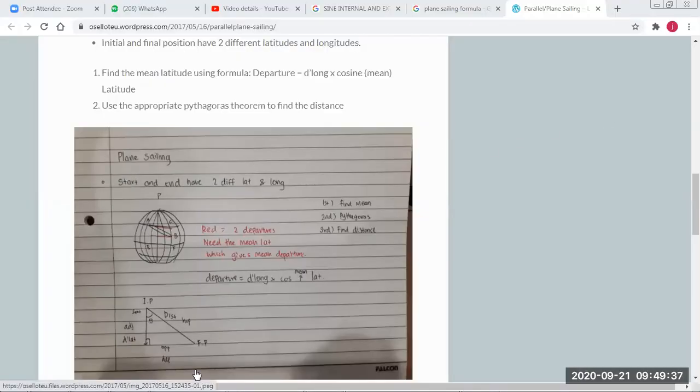We have initial position and final position, and we have the difference between these two, that is DLAT, and the difference between the longitude, that is actually departure. And when we have this, we are using plane sailing. So we take a mean latitude, and with this formula, departure is equal to d long into cos mean lat. We calculate the final position in this question because it is less than 600 miles.